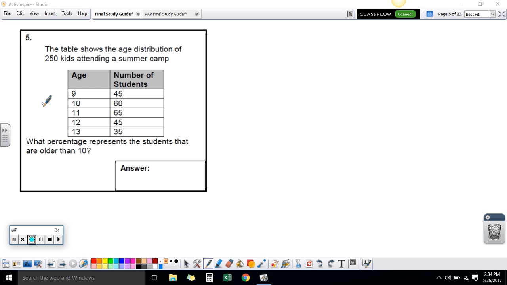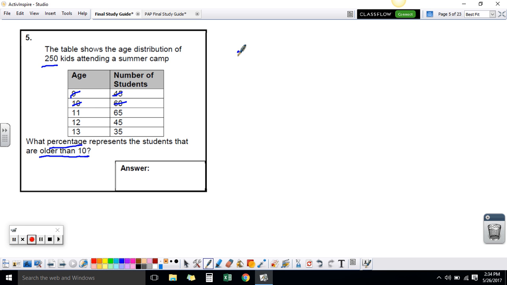Okay, number 5. The table shows the age distribution of 250 kids attending a summer camp. What percentage represents the students that are older than 10? Since we're looking at the kids that are older than 10, we're going to get rid of the 9-year-olds and the 10-year-olds, because we're looking for older than 10, which would be our 11, 12, and 13-year-olds.